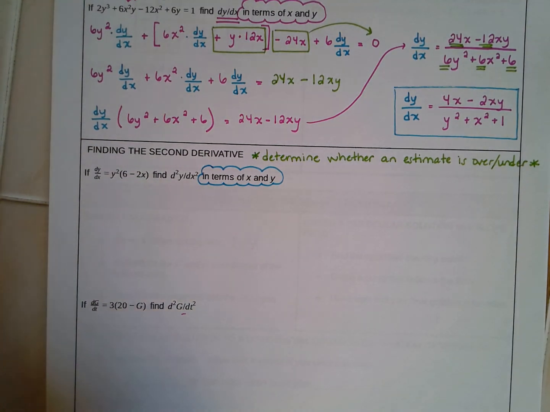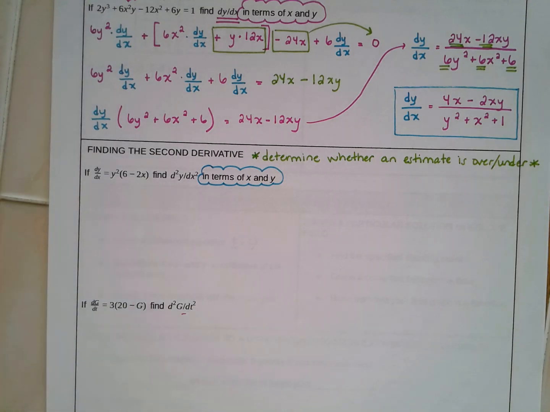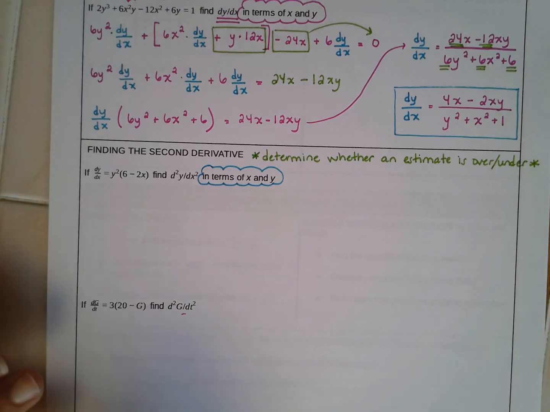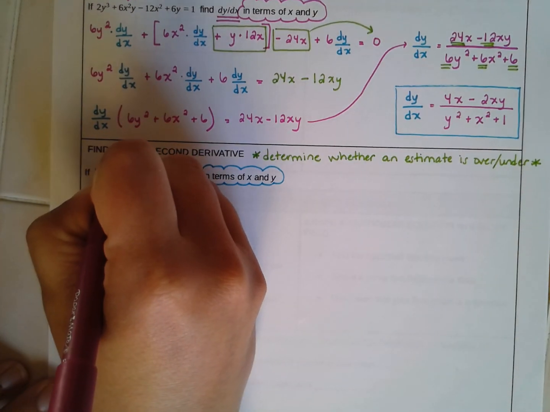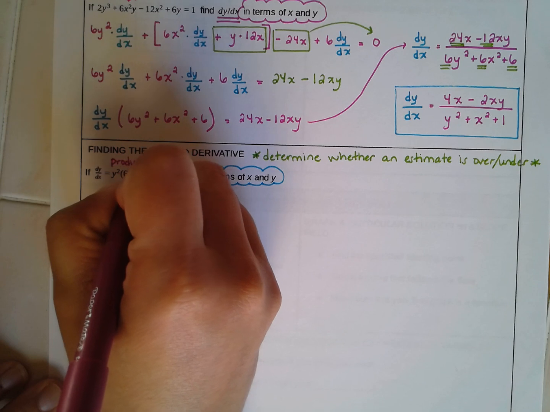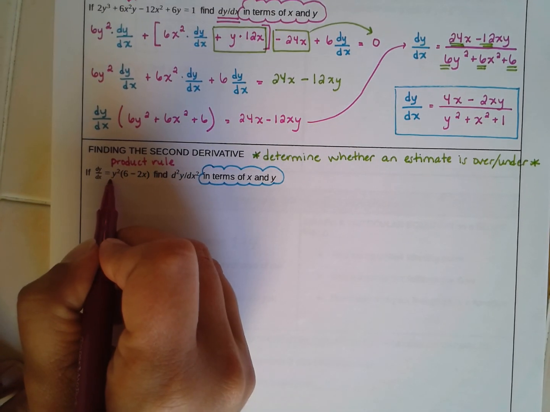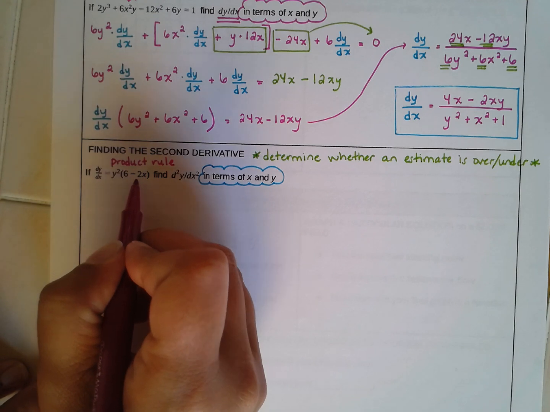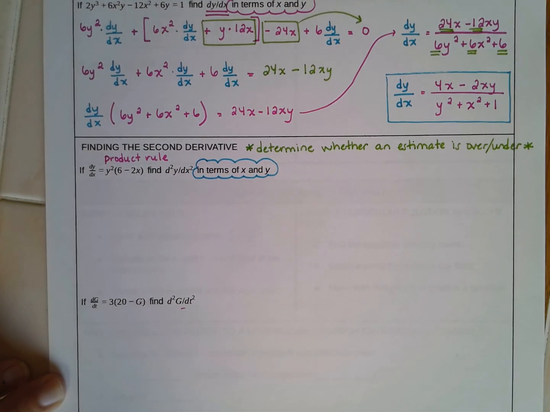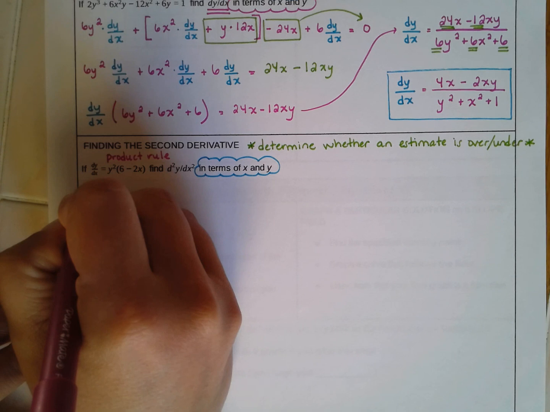And that might require a little bit of algebra on our part, so it's important to remember that we need to do that. So let's go ahead and start by just taking the derivative. Now in this problem, I'm going to need to use product rule again, because again, this is the product of y squared and the quantity 6 minus 2x. So product rule is going to be necessary for finding this derivative.